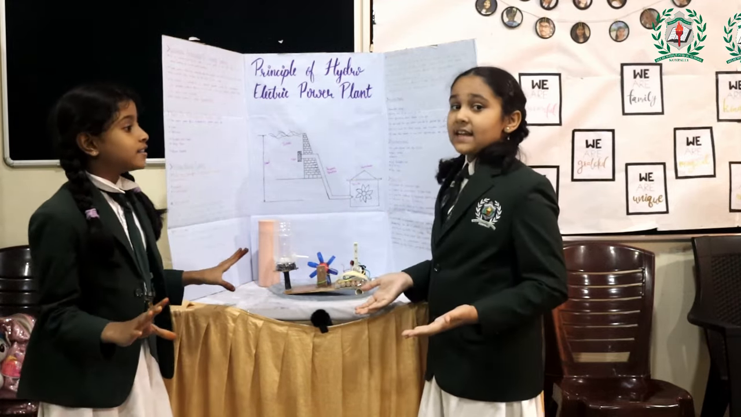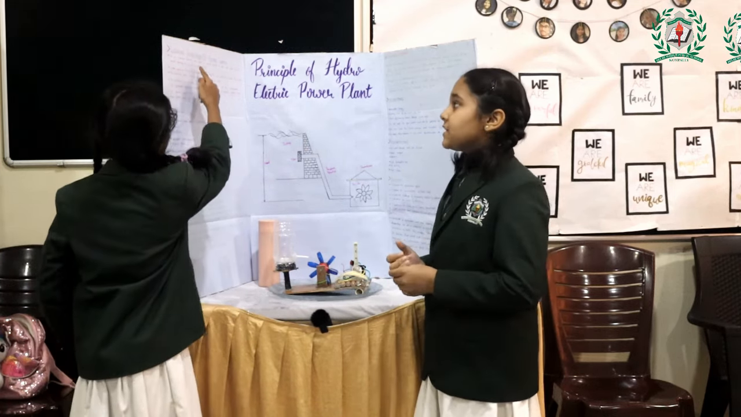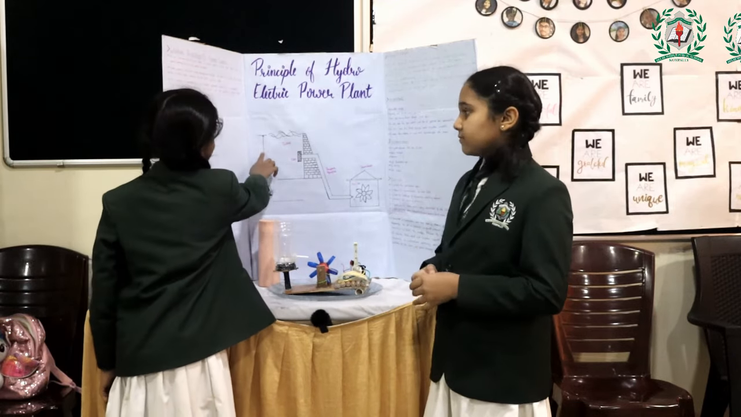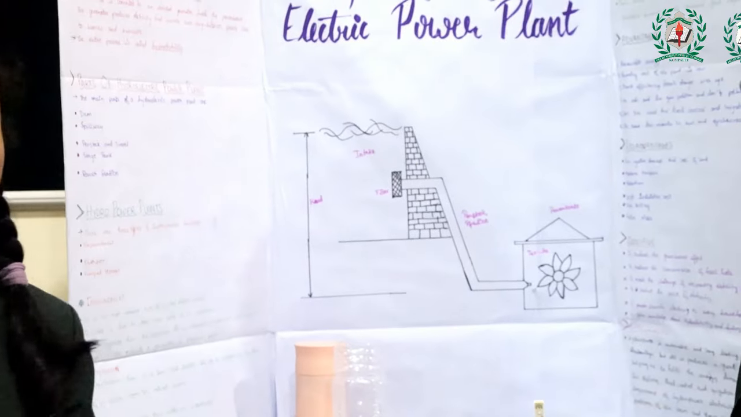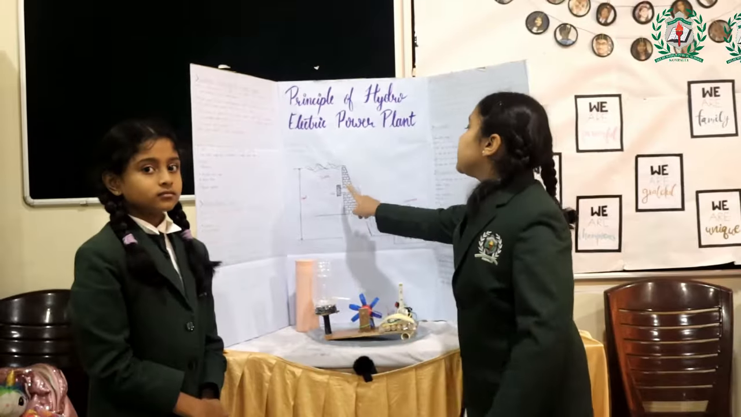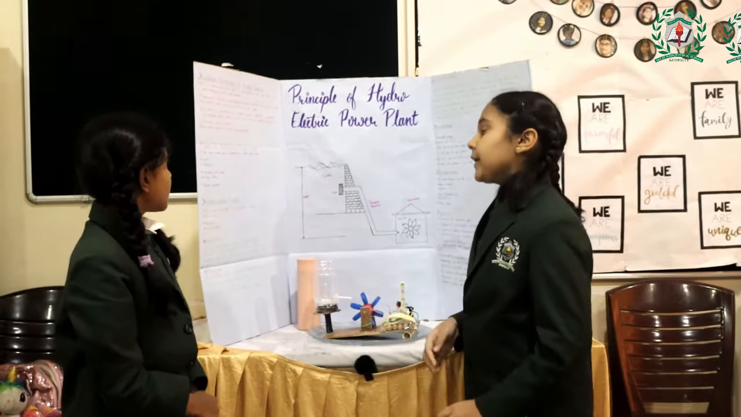We are going to present the hydroelectric power plant. Working principle of hydro turbines: the water comes from the head to the intake and is stored in the dam. The dam is also known as the water plant. A narrow opening to a tunnel is called the penstock. A turbine spins because of the force of water kept on the turbine.